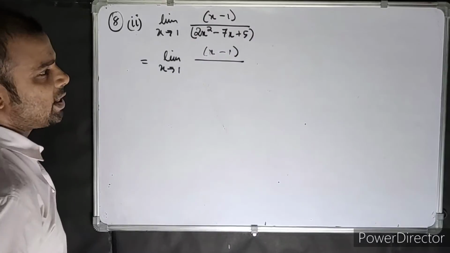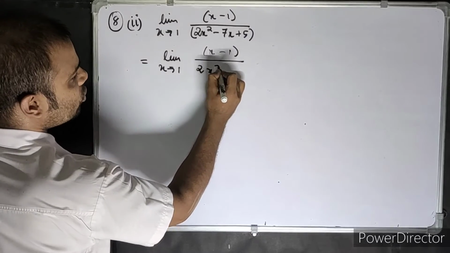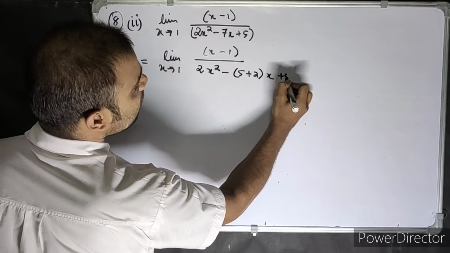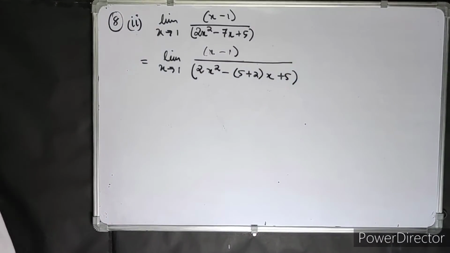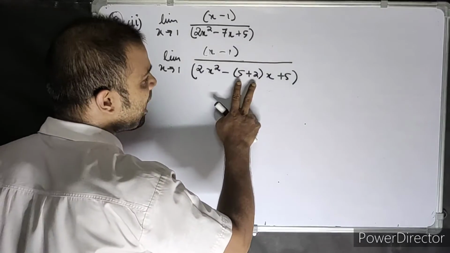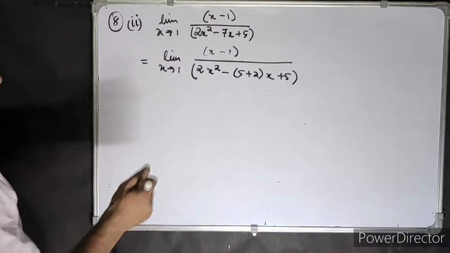So 5 twos are 10, so 5 and 2 is going to make 7. So 2x square minus 5 plus 2 is 7. Forget the sign. Don't concentrate on the sign; you will automatically get the correct answer. Some of you, when doing this midterm break, are worried about the sign. Don't worry about the sign. You just worry about those two numbers that make 7, or whatever is in the middle, the B.